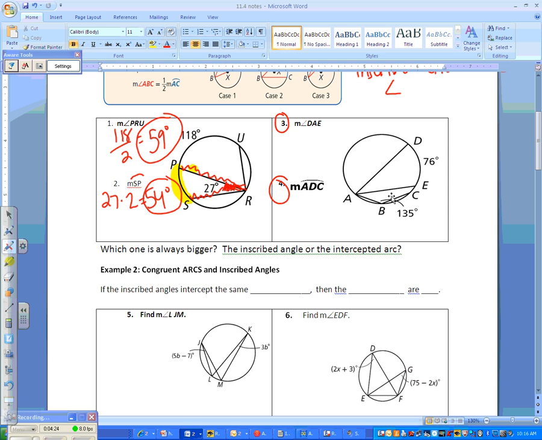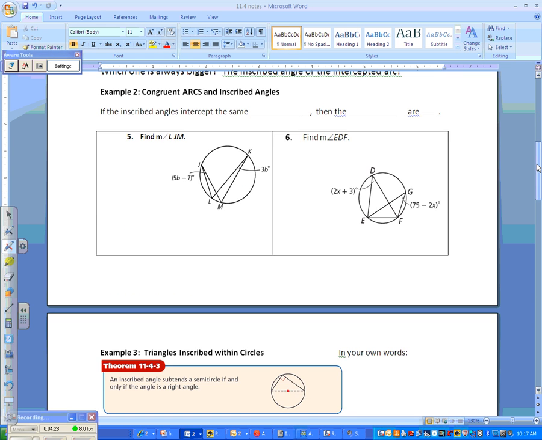Okay. Second thing, congruent arcs and inscribed angles. So congruent arcs, what that word means, congruent means the same. So congruent arcs means 2 arcs that have the same measure. And what does that have to do with inscribed angle? If the inscribed angles intercept the same arc, then the inscribed angles are congruent.